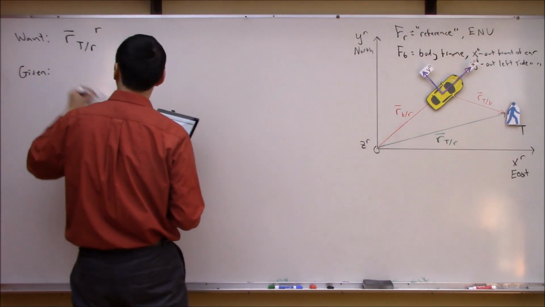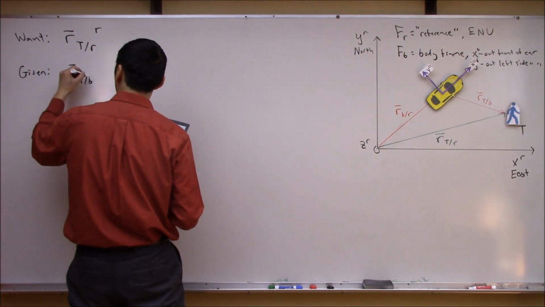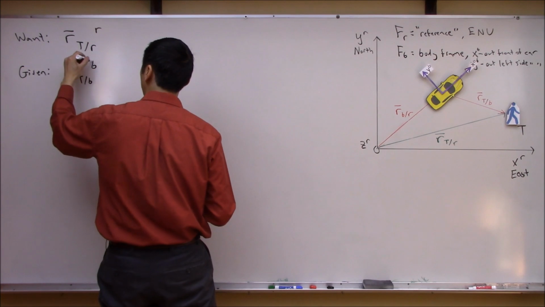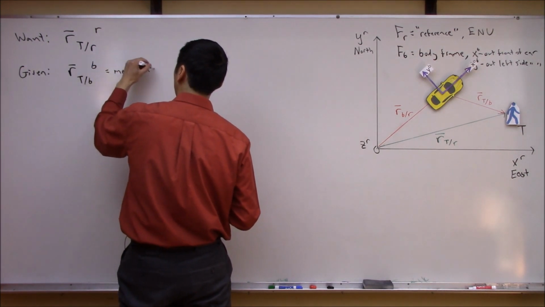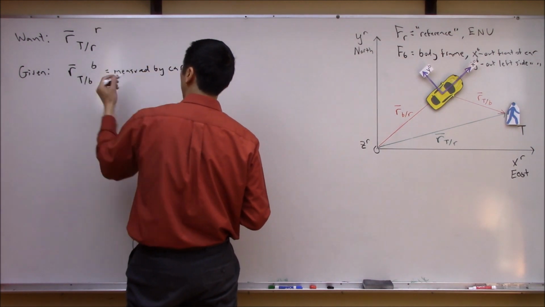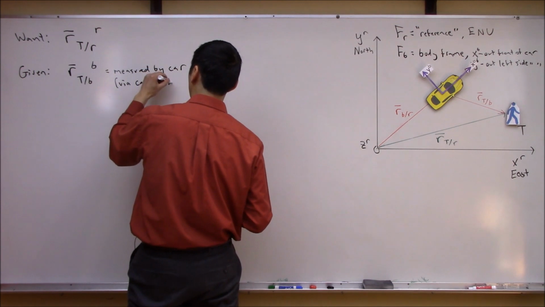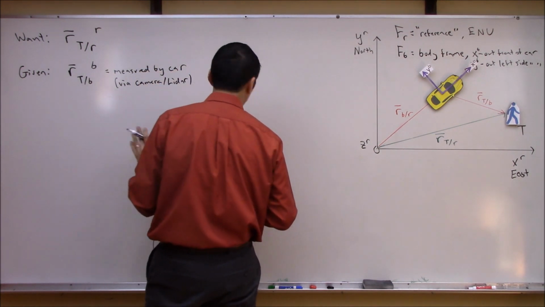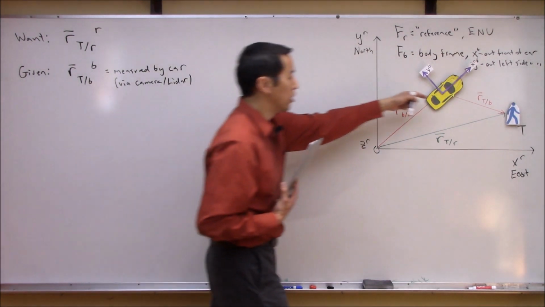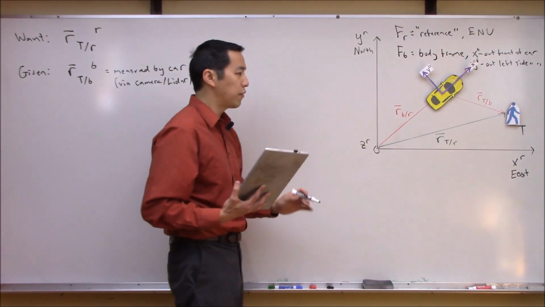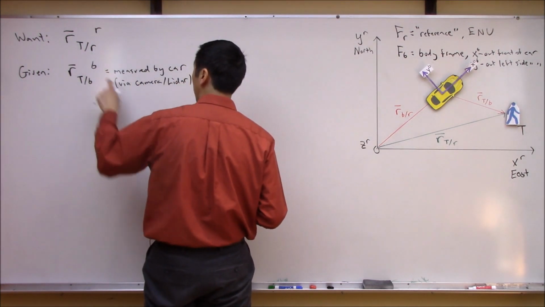is the position of the pedestrian with respect to the body of the car, but expressed in the body frame, right? So this is measured by the self-driving car, maybe via camera sensors, LiDAR, whatever range sensors and processing algorithms the car has on board. It sees the pedestrian a little ways in front and to the right of it, and it can measure how far that is. So it can make this measurement of r_T with respect to B, okay?